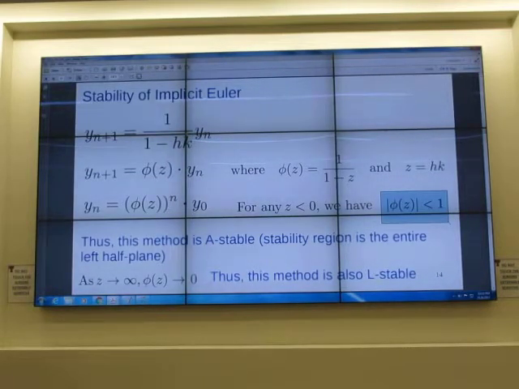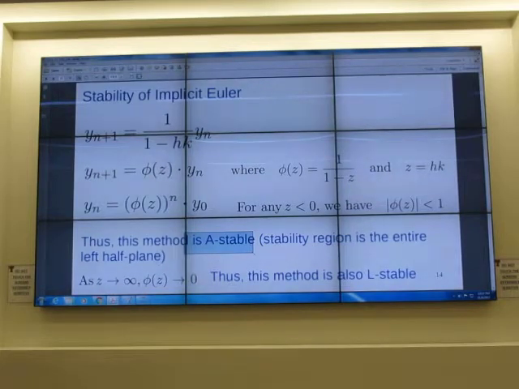So for any case where the left half of the real space is stable everywhere, for every case that z less than 0 is stable, then they call it A stable. Okay.